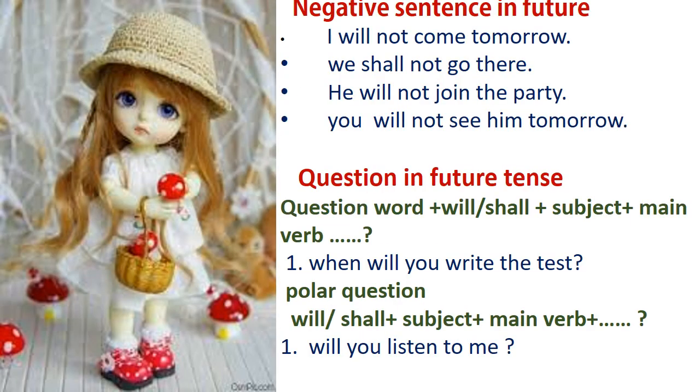It's easy to make negative sentence and question in future tense. We add not with will or shall to make negative sentence. I will come tomorrow. I will not come tomorrow. I will come tomorrow is an affirmative sentence. I will not come tomorrow is a negative sentence. Likewise, we shall go there. We shall not go there.